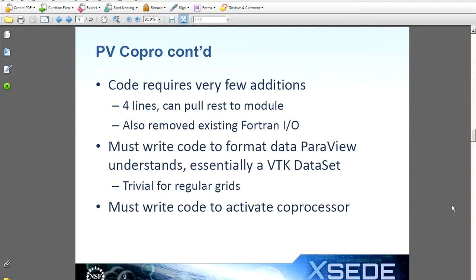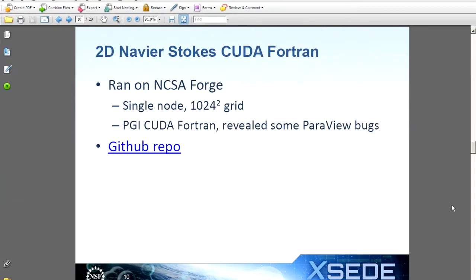So the simulation code was in Fortran 90. The extra stuff we pulled out into the module was also in Fortran, but then the actual code for sending the data to the ParaView coprocessor was in C++. And we had to hand mangle some names by adding an underscore to some functions, but other than that, it worked very smoothly. Next slide, please.